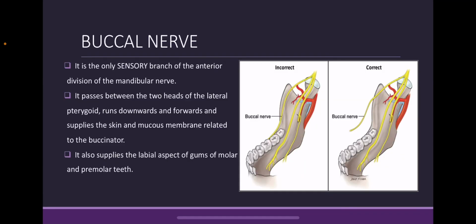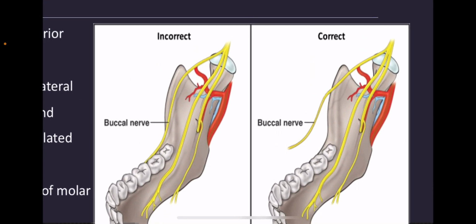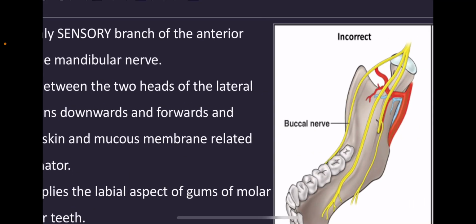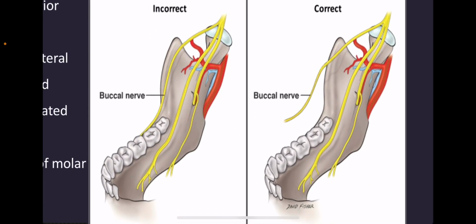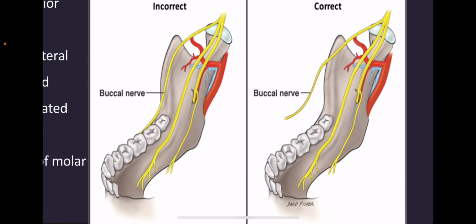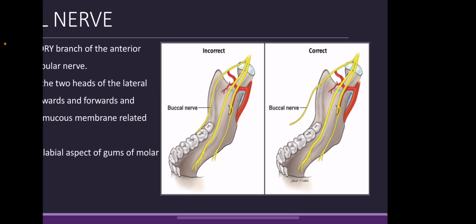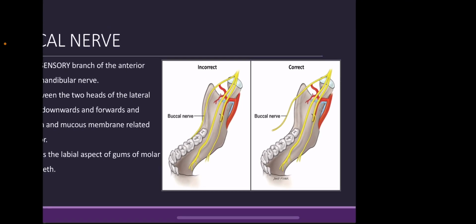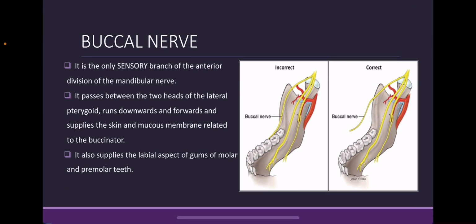Now we are going to talk about the buccal nerve. It is the only sensory branch of the anterior division of the mandibular nerve. It passes between the two heads of the lateral pterygoid, runs downward and forwards, and supplies the skin and mucous membrane related to the buccinator muscle. It also supplies the labial aspect of the gums of the molar and premolar teeth.